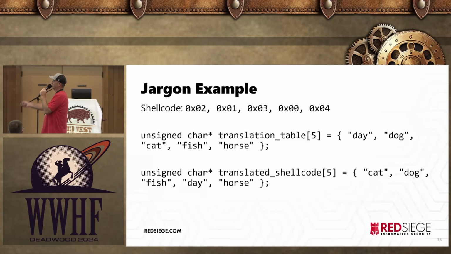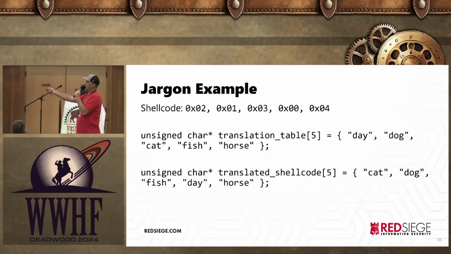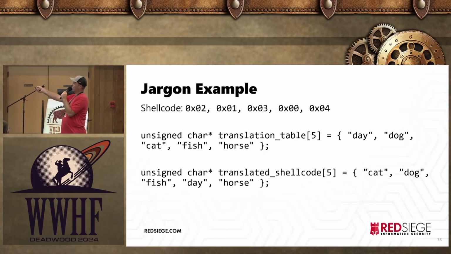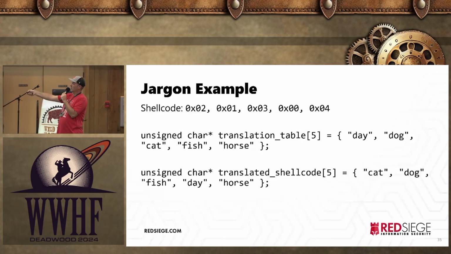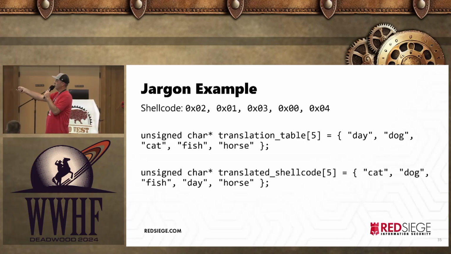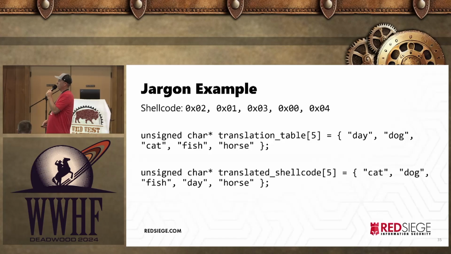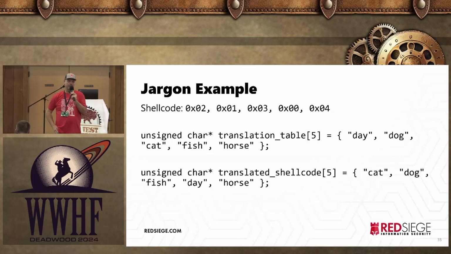But this is what it looks like. Let's say I've got 5 bytes of shellcode. These are my shellcode bytes. This is my translation table. Should be 256, but I only needed 5 for this example. So day is going to represent 0x00. And 0x00 is in the second last position. So it's here in our translated shellcode. And so we just go through this loop. So this is what your loader looks like. You've got translated shellcode and a translation table.